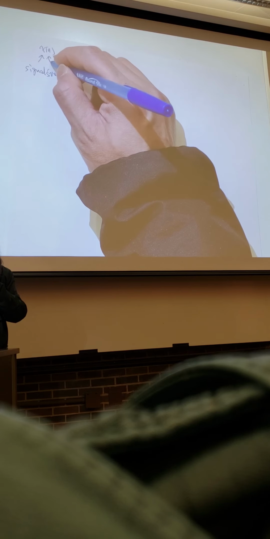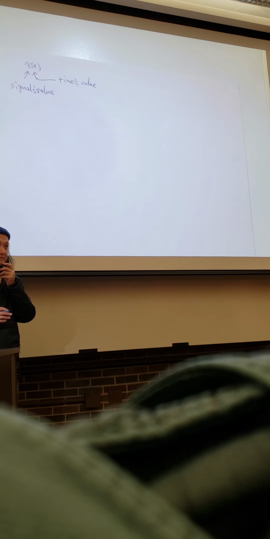But a signal is like x of n. So you have x and n. x is the signal's value, and n is the time value. Right? For x of n, we have these two. Now if we have some change on that n, what do we have? Your operation is also.